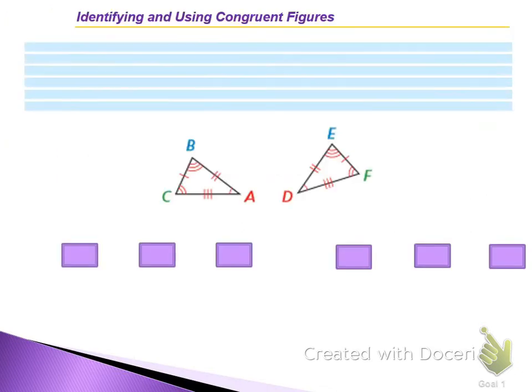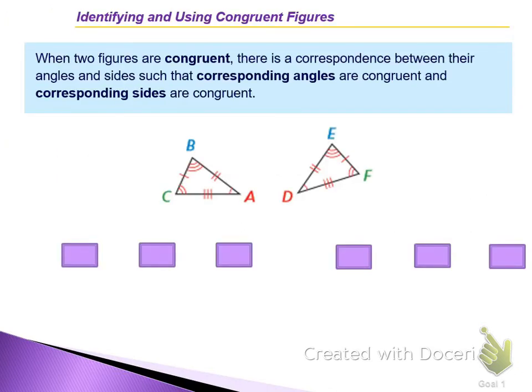So we're going to start here. You have fill in the blank. When two figures are congruent, I believe that's your first blank. When two figures are congruent, there is a correspondence between their angles and sides.